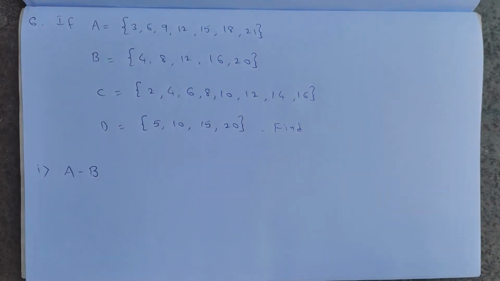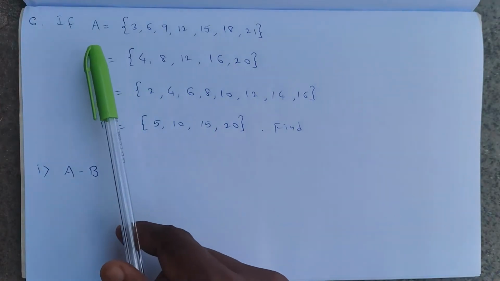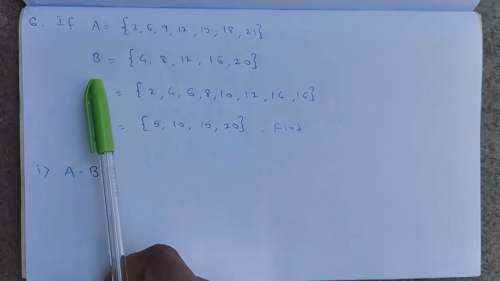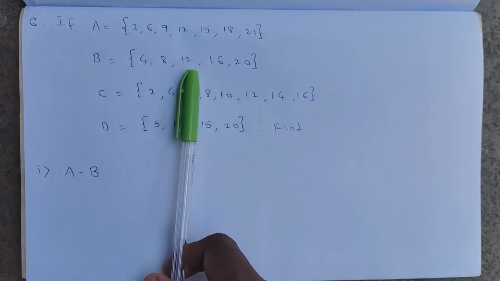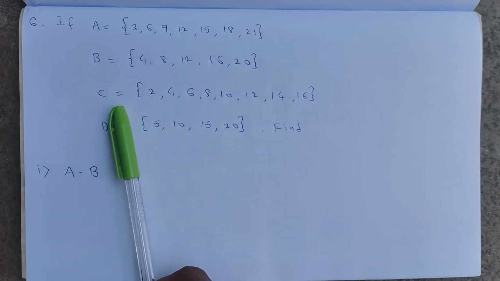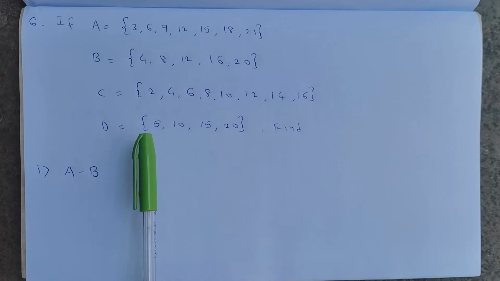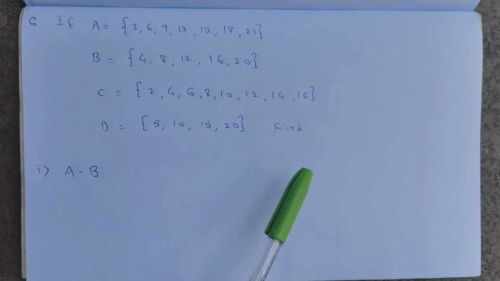Okay, next, the sixth bit. If set A is equal to 3, 6, 9, 12, 15, 18, 21, set B is equal to 4, 8, 12, 16, 20, set C is equal to 2, 4, 6, 8, 10, 12, 14, 16, and set D is equal to 5, 10, 15, 20, and he is asking to find some questions. So first, find A minus B.